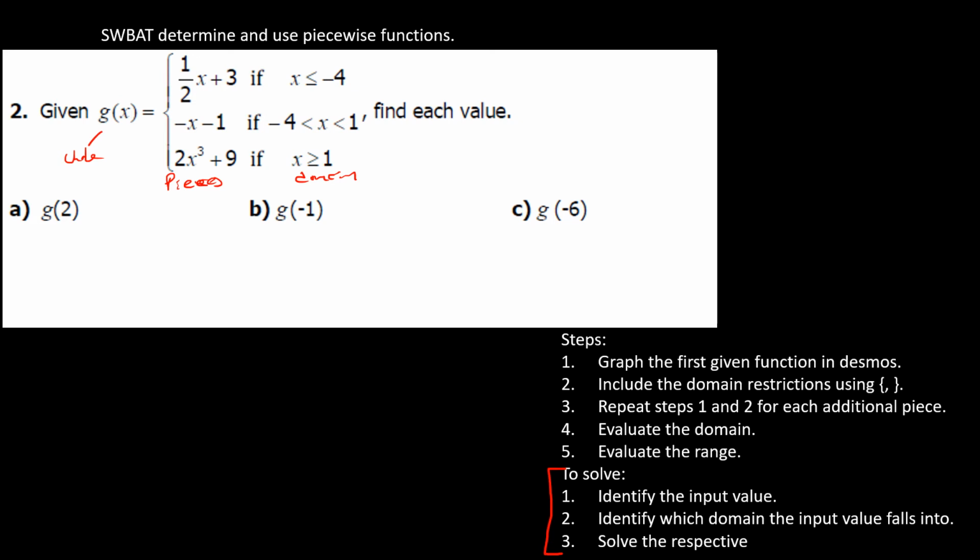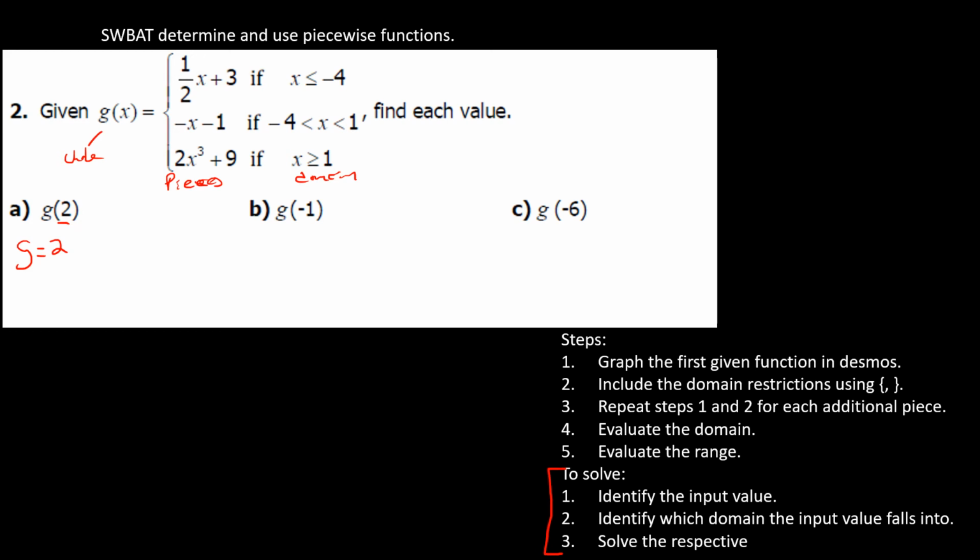So let's look at this, g of 2. All right, so we're going to identify the input value. So we're going to say x equals 2. So let's see where that falls. It says x is less than or equal to -4. Well, 2 is not less than -4, so we can't do this first equation. Let's look at the second domain. It says -4 is less than x, which is less than 1. So we're talking about numbers that are between -4 and 1. Is 2 between -4 and 1? No, it's not.